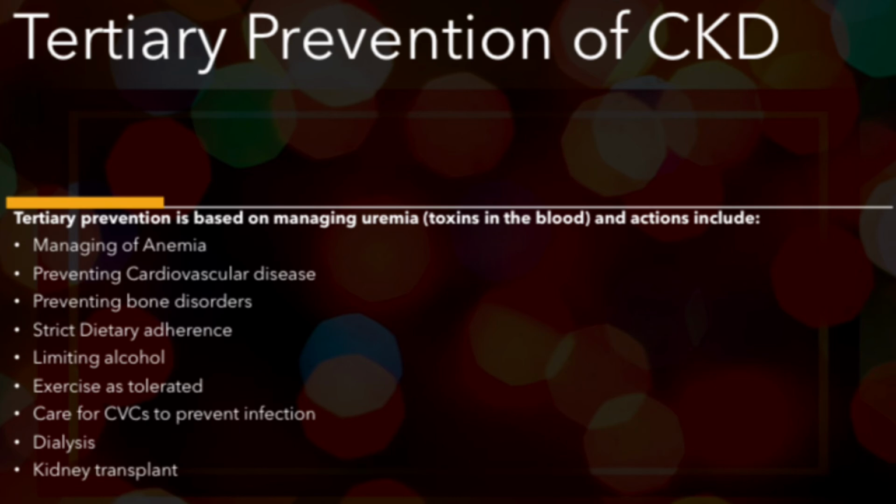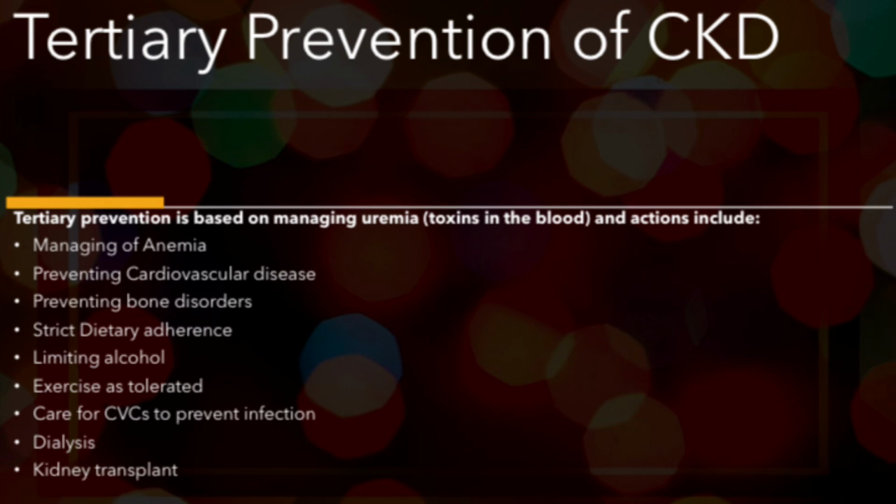Tertiary prevention is based on managing uremia, which is toxins in the blood. And some of the actions include managing anemia. Of course, your kidneys won't be able to help you make blood the way you should, so you have to take artificial EPOs. Preventing cardiovascular disease, because the cardiovascular system goes hand in hand with the renal system. You're going to need to learn how to manage your cardiovascular health, because you're prone to developing cardiovascular disease due to the renal failure.